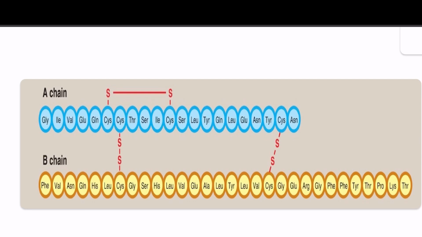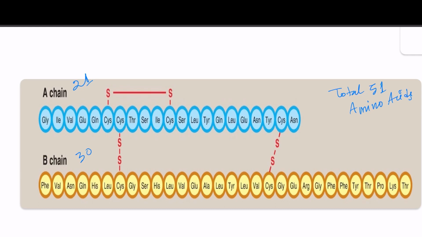Here is the diagram of insulin. We can see the structure of the insulin. There are a total of 51 amino acids in a chain, and both chains together. A chain contains 21 amino acids and B chain contains 30 amino acids.